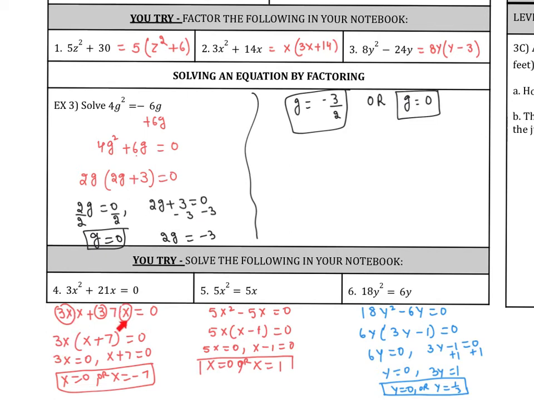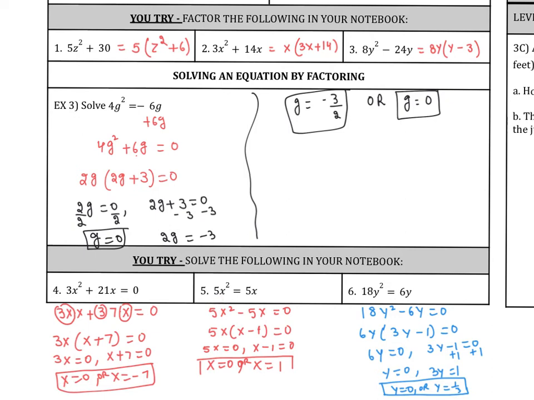Inside you will have x plus 7, and 3x times (x plus 7) equals 0. Setting each factor equal to 0 one by one, either x equals 0 or x equals negative 7. Here we applied the zero product property, so you can find the x values using the zero product property.